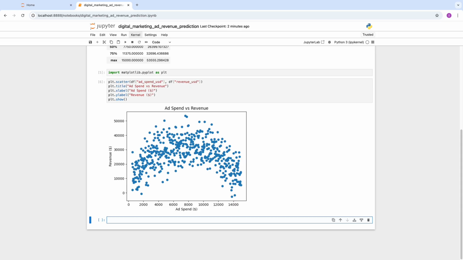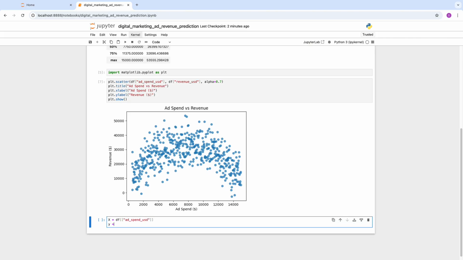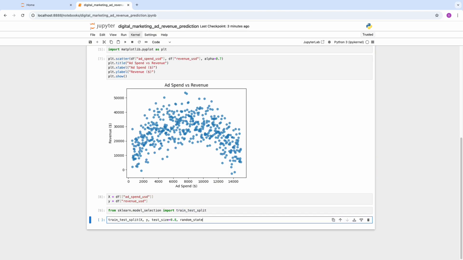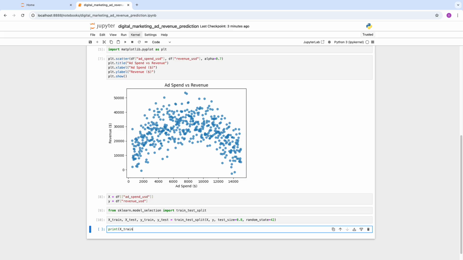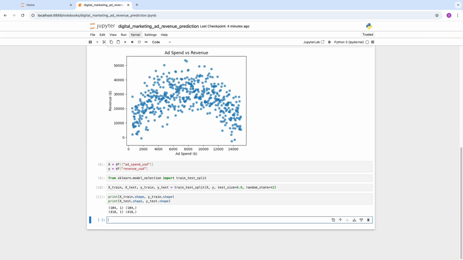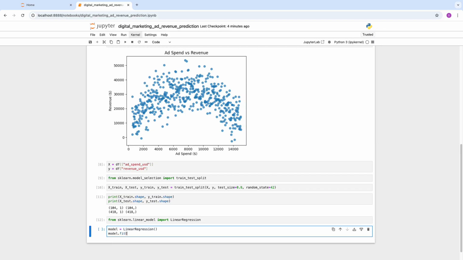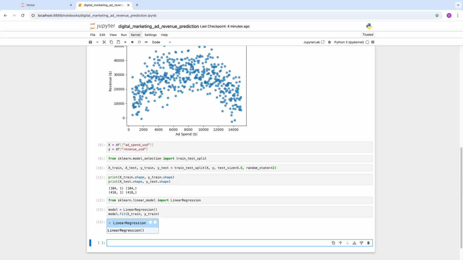Let's start simple by trying a linear regression model. First, I'll separate the data. X will be our feature set, which has the weekly ad spend, and y will be our target variable, which is the revenue. Then I split the data into training and test sets, about 80% for training and 20% for testing. Next, we fit a basic linear regression model on the training data. Now, even though we suspect the relationship isn't linear, this is a good first step. It gives us a baseline to compare against and shows us whether a straight line can capture the pattern we saw in the scatter plot.